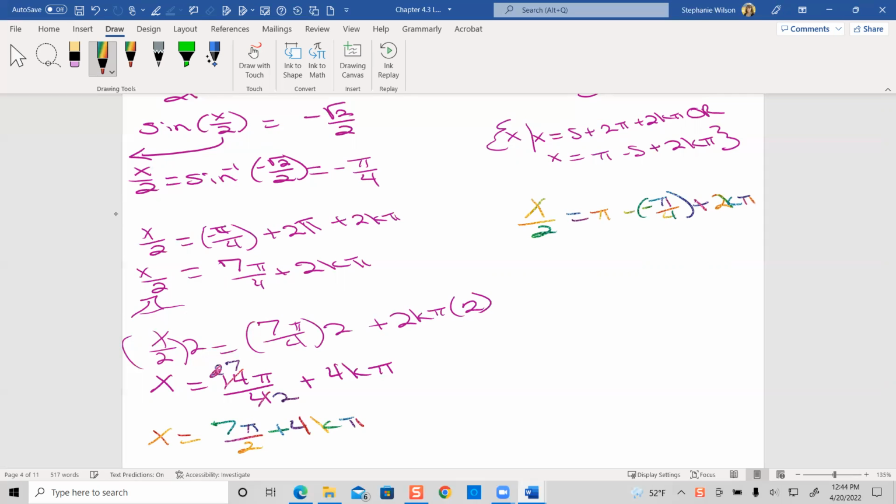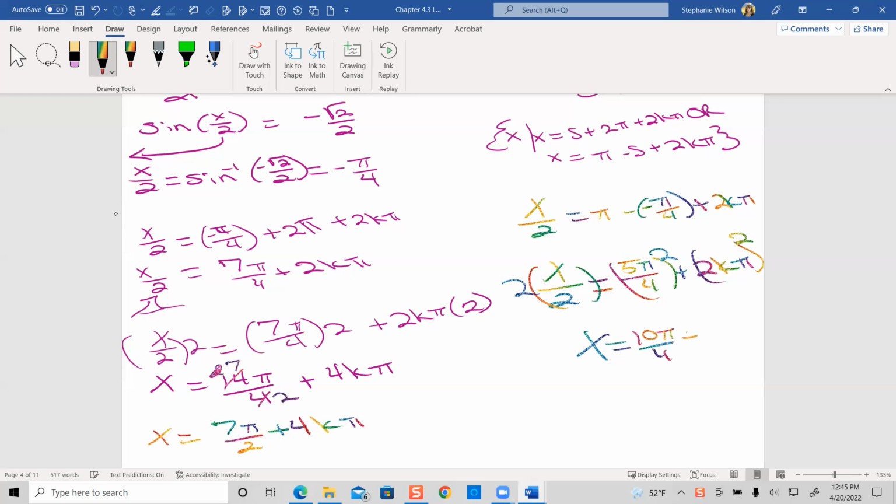And let's go ahead and put that together. So negative times negative is adding, becomes a positive. So we're going to add those two together. So this gives me x halves is equal to 5 pi fourths plus 2k pi. And we're going to multiply all sides by the 2 because we want to undo that fraction. So now I got x is equal to 10 pi fourths plus 4k pi.